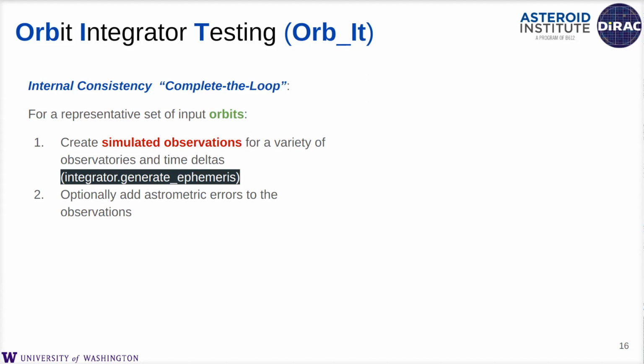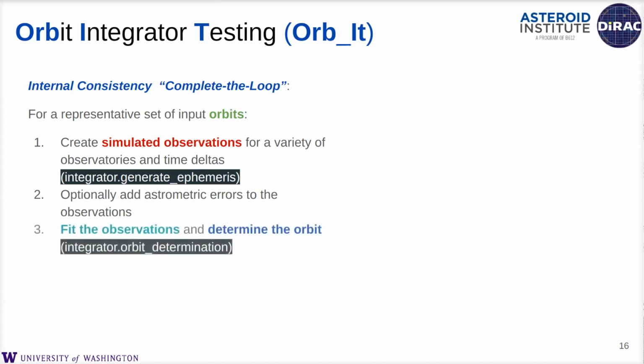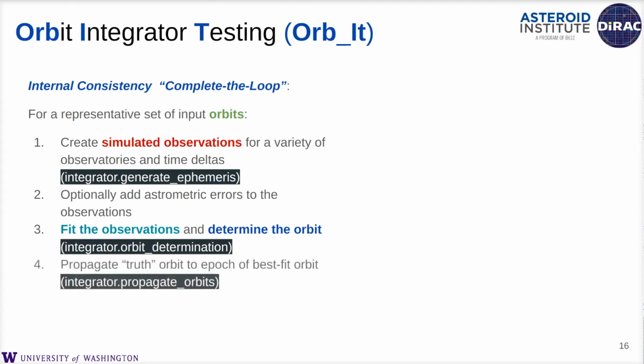We do this because in reality, all of our observations have errors, so we might as well also see how these codes perform in the presence of those errors. Finally, what we do is we fit those observations and we determine what the best fit orbit is using the orbit determination component of the integrator. Now, because of the way that orbit determination works, the actual best fit orbit that is produced is typically defined at a different epoch than the input truth orbit.